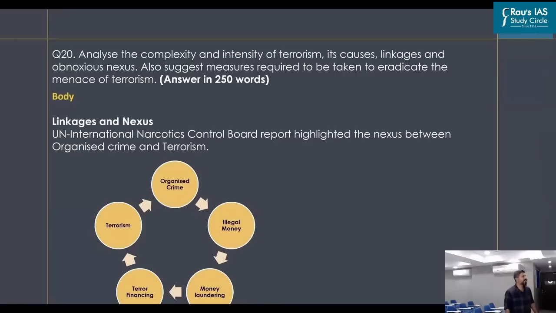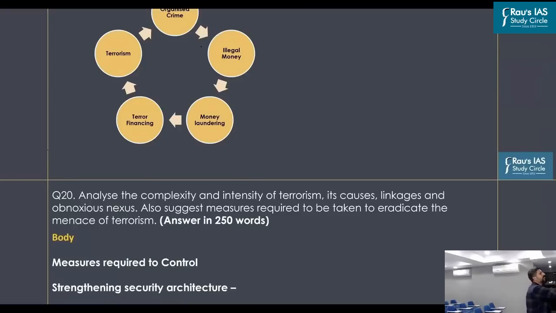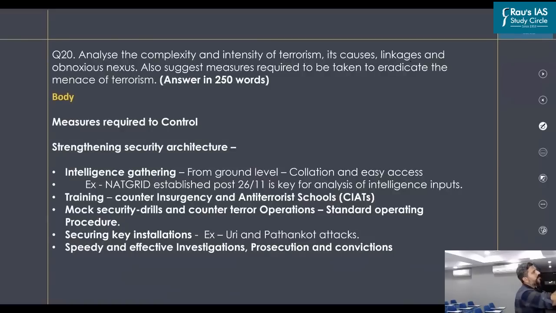Next part, of course, is measures that are required. So in the first part, we analyze causes, complexity and intensity of the terrorism. In the second part, we created the linkages and the obnoxious nexus that exists between organized crime and terrorism. And in the last part, or the second half of the question, we will handle the issues. We will write about the measures that are required to control the issue of terrorism.